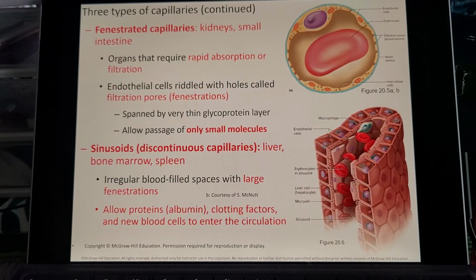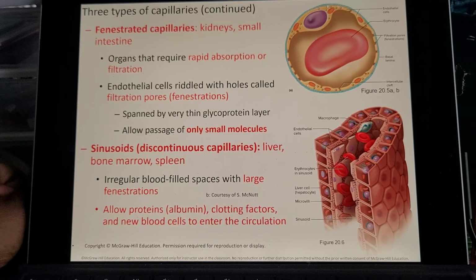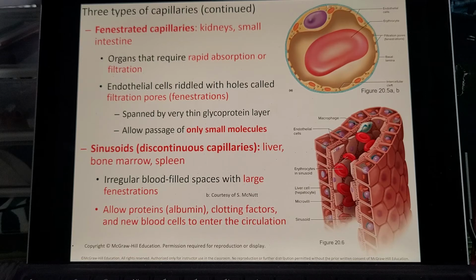The next one is fenestrated. So this is where you need more exchange with your blood supply to whatever tissue. So for example, in the kidneys and small intestines, where the exchange between your blood vessels and your tissues is necessary. So kidneys filter out blood, and in your small intestine, we're absorbing nutrients from whatever you've eaten.